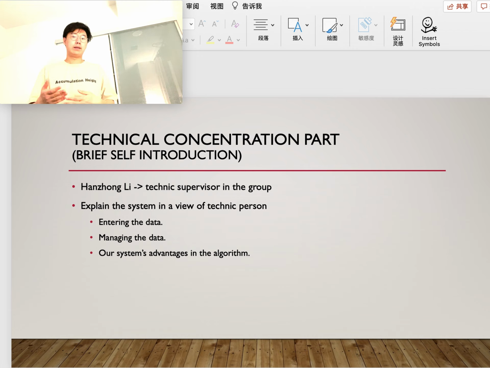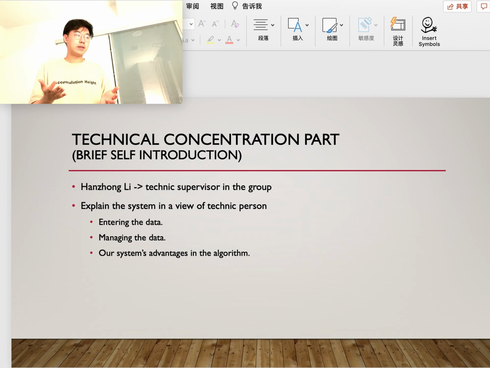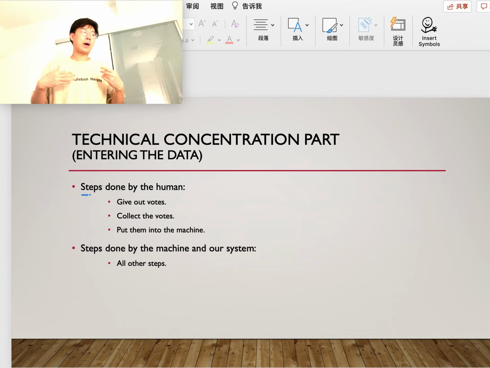In my part, I will introduce the system from the side of the person who enters the data and who manages the data. I will explain this system through our thoughts and the algorithms we used in it. Now let's begin with the part on the entry of the data.